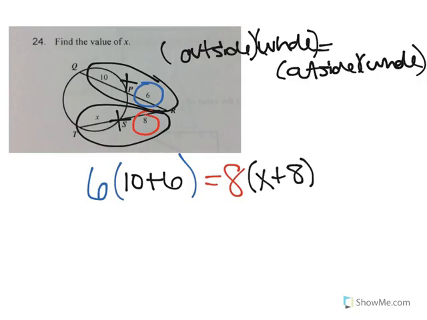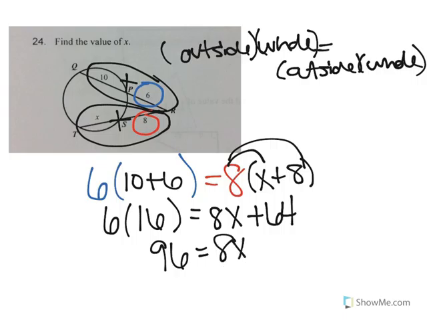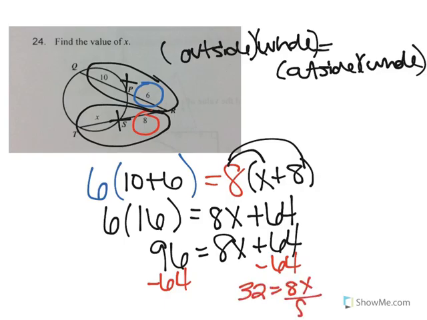Okay, now all we do is combine like terms. So 6 plus 10 is 16. You have 6 times 16. It's equal to, and we're going to distribute our 8, so 8 times x is 8x, 8 times 8 is 64, okay. 6 times 16 is 96, subtract 64 from both sides, and that gives us 32, so we have 32 is equal to 8x, and divide by 8 on both sides, x equals 4.